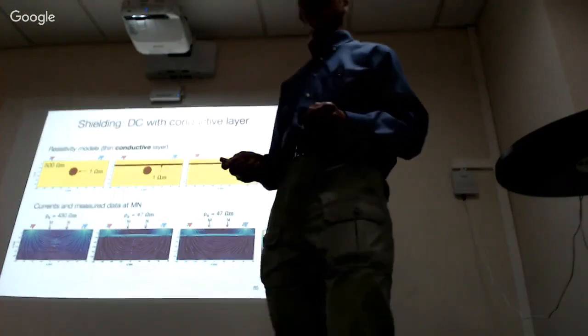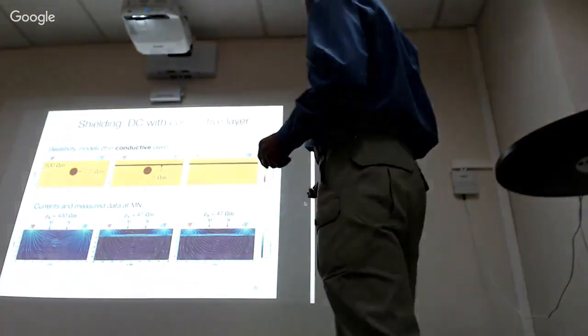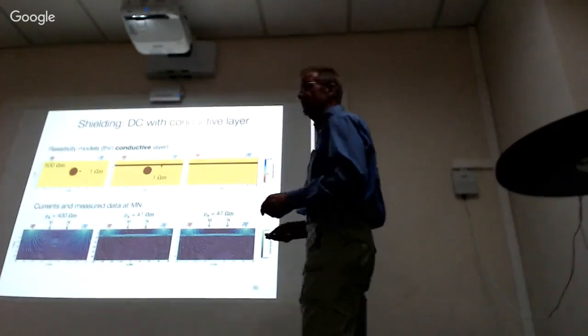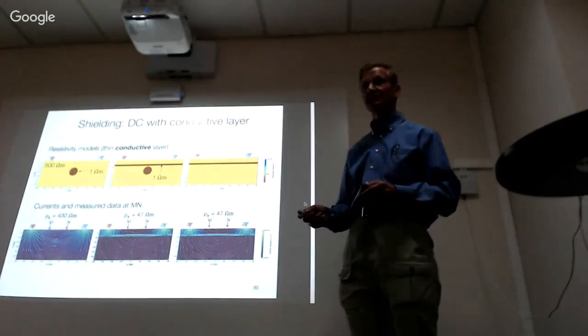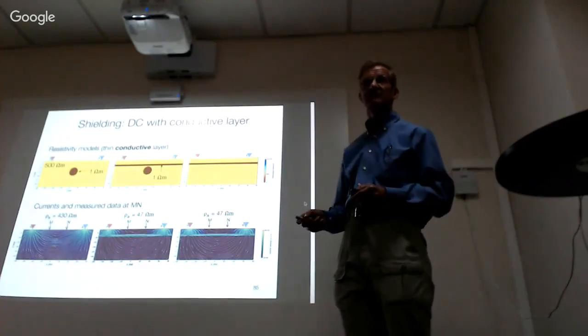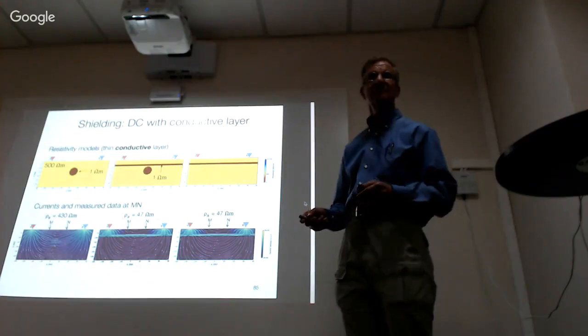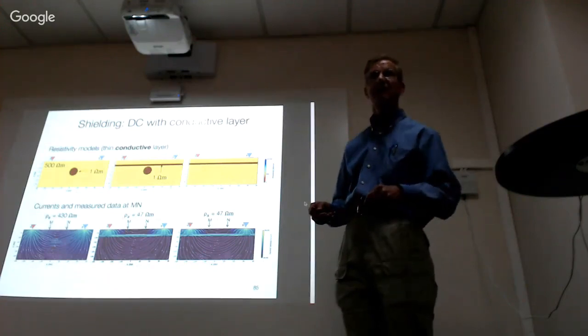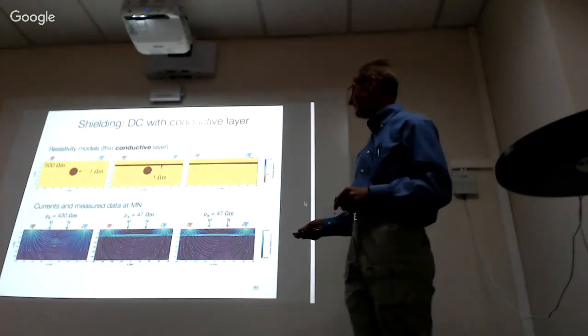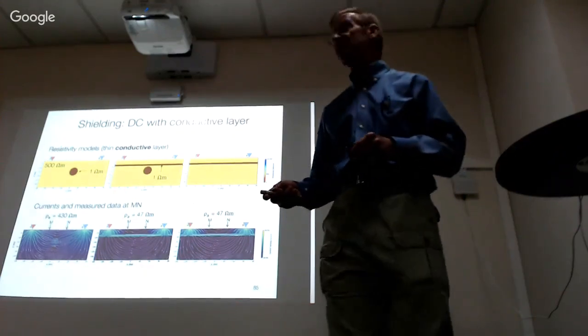So what happens with the conductive layer? DC resistivity, we were hooped. What do you think is going to happen here? Going to see through, still be hooped? Still be hooped, yeah. So just the same as in time.